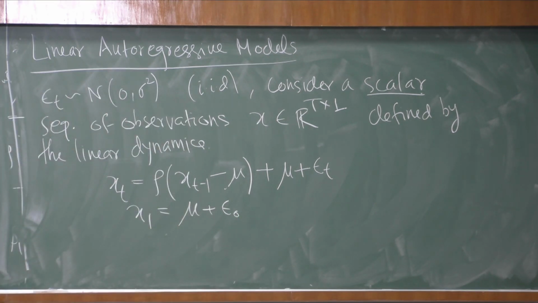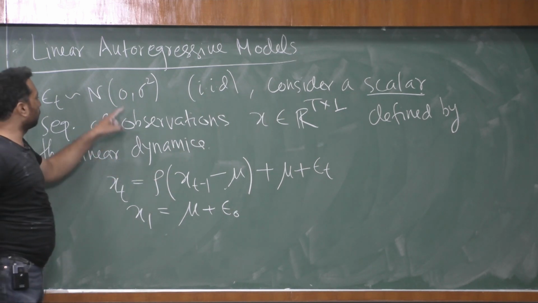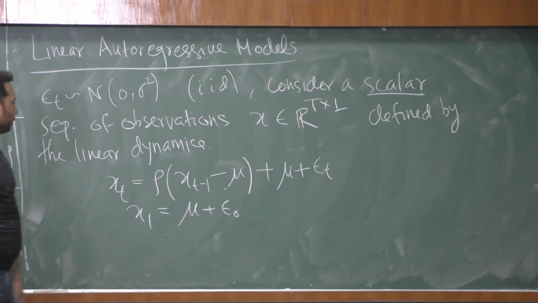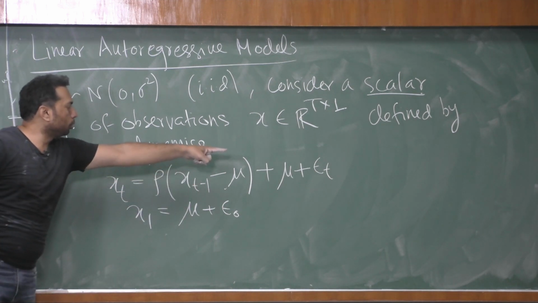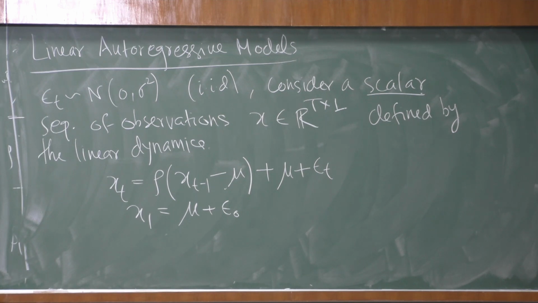As you can see, this is a sequence generating recursion where x1 is given to you, and epsilon naught that you see here, you sample from a normal with 0 mean and variance you fix to be sigma square. So you can generate x1. To generate x1 you have some number mu, and then you sample epsilon naught, and then you generate x1. Once you have x1 you put it here and you sample epsilon 1, and hence you generate x2 and x3 and so on. So that's a way to generate sequences.